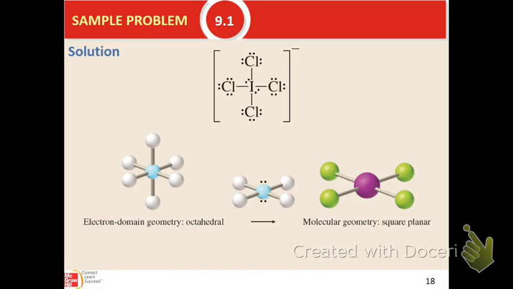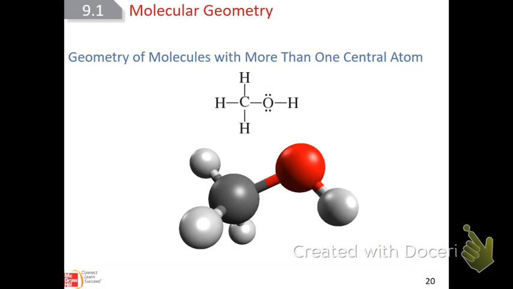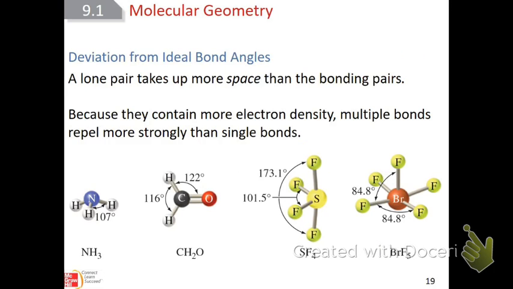And then remember, if you have some deviations from ideal bond angles, notice this: a lone pair is going to take up more space. They're going to take up extra space simply because they're going to get as far away from each other as they possibly can. Okay? And they have more density. They're single, after all.